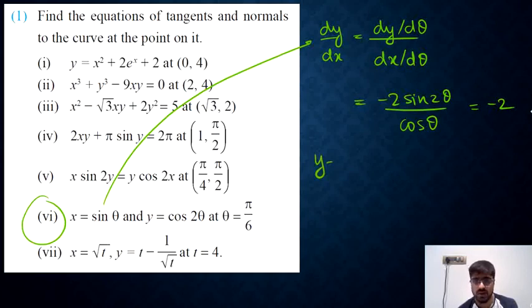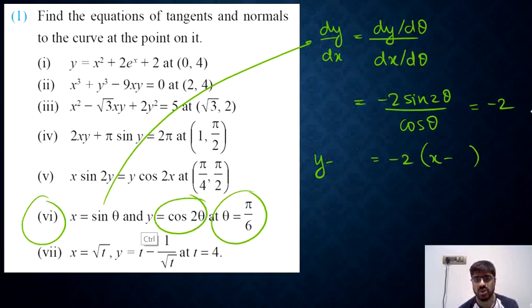The equation of your tangent will be y minus y1 equals the slope into x minus x1. Now we don't know what x1 and y1 are, but we will get them when we put theta as pi by 6 in the equation of the curve itself. So for y1, when you put theta as pi by 6 here, it becomes cos pi by 3, which is 1 by 2. So y minus 1 by 2 should be minus 2 into x minus, put a pi by 6 here, and sine theta will be sine pi by 6, which is again equal to 1 by 2.